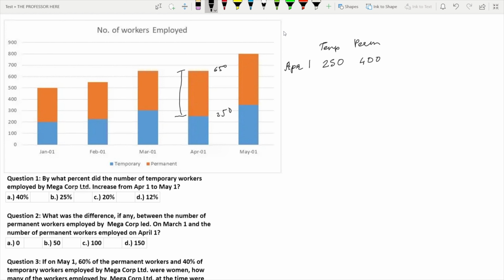Now let's try to solve the questions. Question number 1. By what percent did the number of temporary workers employed by Megacorp Limited increase from April 1 to May 1?